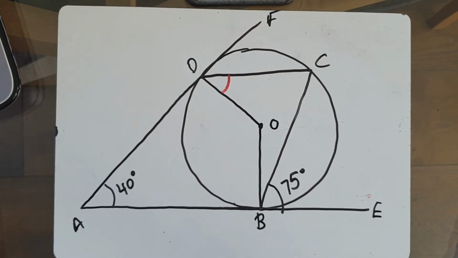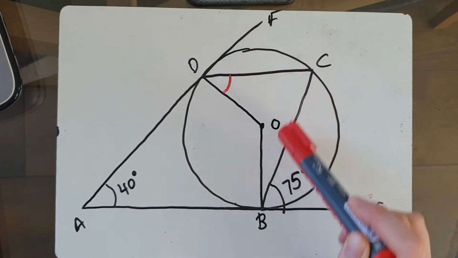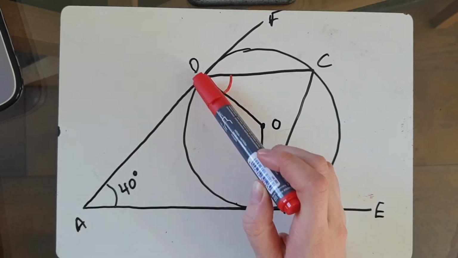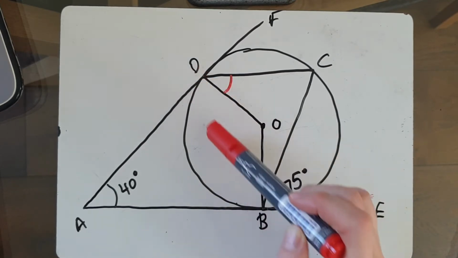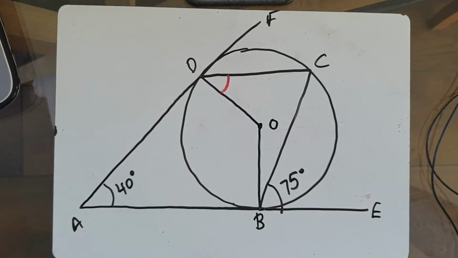Now it is tempting to just say that that angle is 75 because this looks like the alternate segment theorem. But this would need to be a straight line for that to be the case. So we can't use the alternate segment theorem yet, from what I can tell.